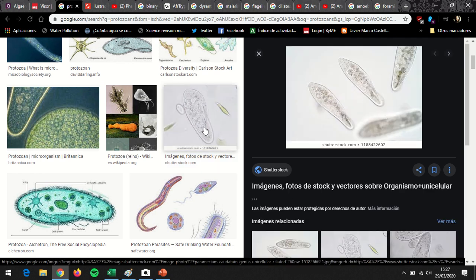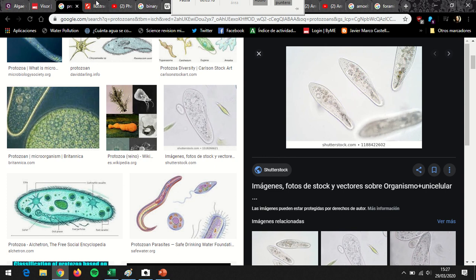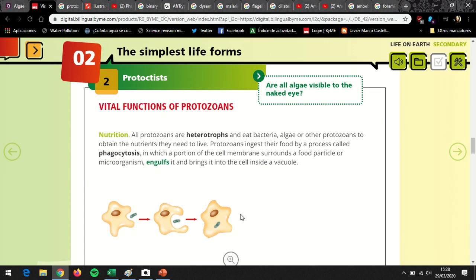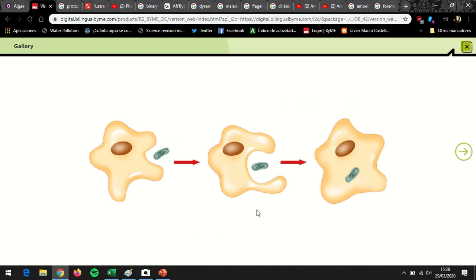We find this one in every type of water, in every river, every pond, whatever. So they are heterotrophs. They eat bacteria, algae, or other protozoans, okay? They do that by a process which is called phagocytosis. That means, as you see here, this would be a protozoa, and this would be another protozoa or a bacteria that this one wants to eat.